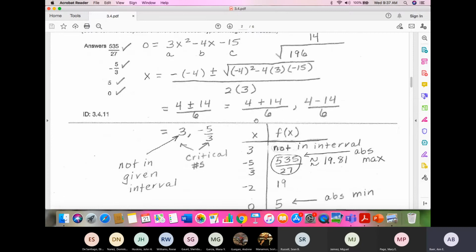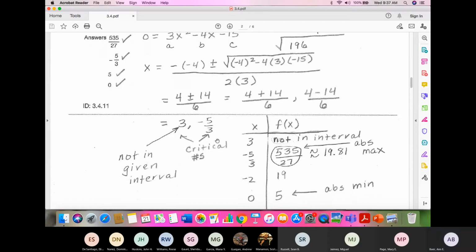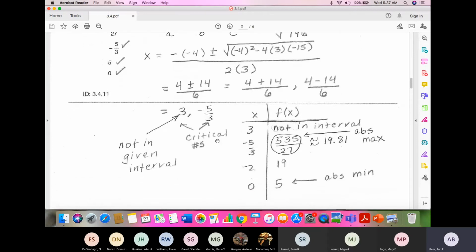And then we can just figure out what these are. 4 plus 14 is 18 over 6, which is 3. 4 minus 14 is -10 over 6, which reduces to -5/3. You can use math frac on the calculator to get that. So these are our critical numbers.